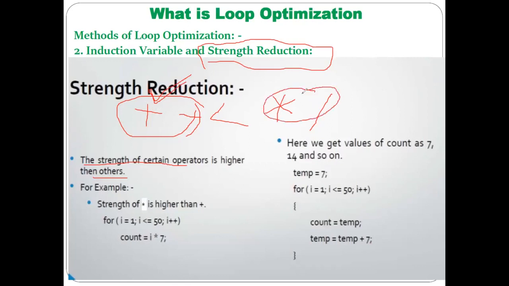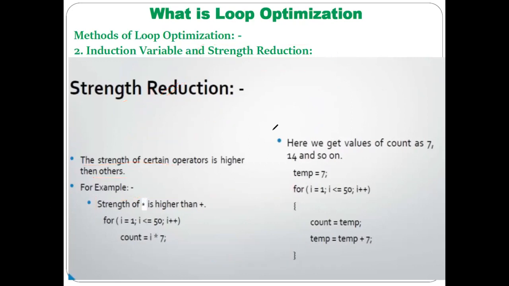So if the programmer has used the more strength operators, then it might be possible for the compiler to reduce the strength by replacing that more strength operator with the less strength operators. For example, let's see. This replacement of the operator must be done in such a way that the final output of the program does not get changed. The final output of the program should remain unchanged.